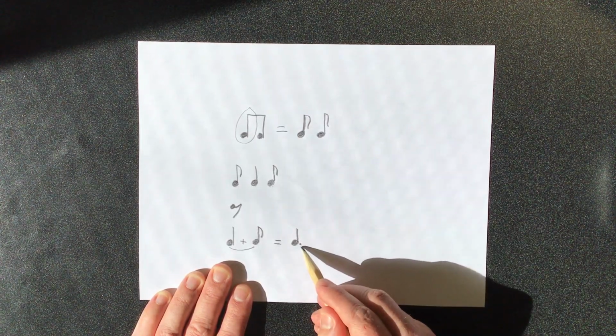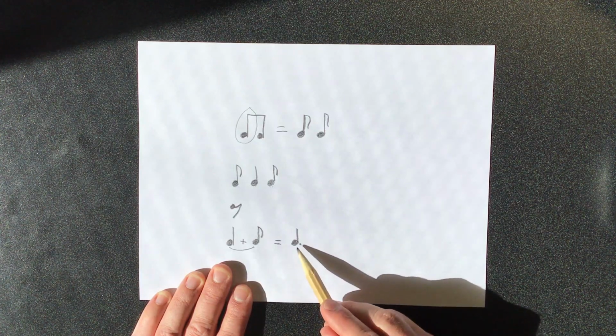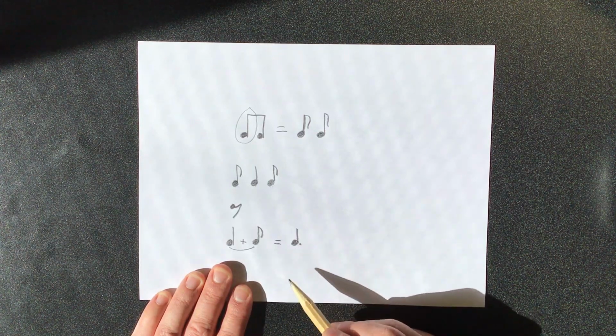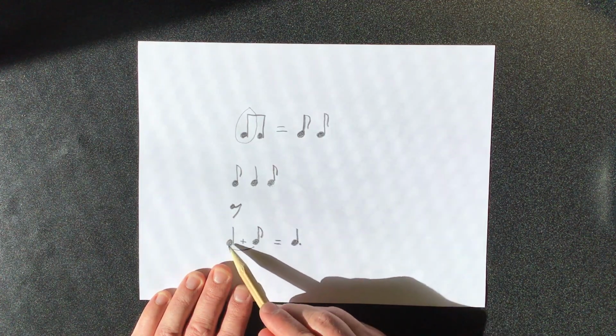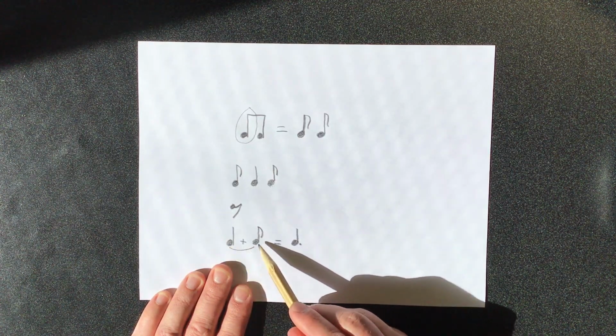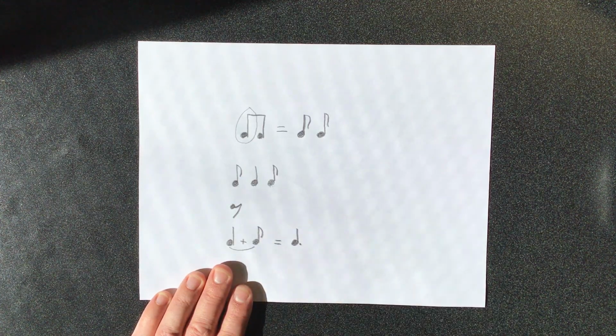A ta with a dot after. To differentiate for words, we're going to call a ta with a dot after it tum. And tum has to last for the length of one ta plus one T. So those are our two new symbols for this.